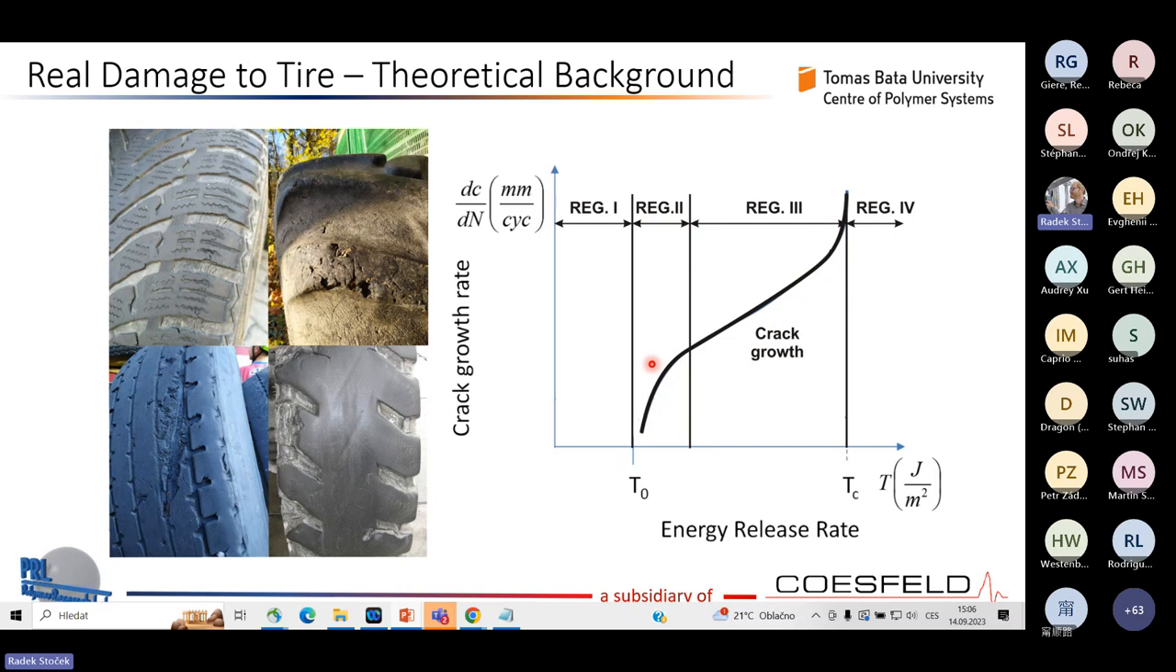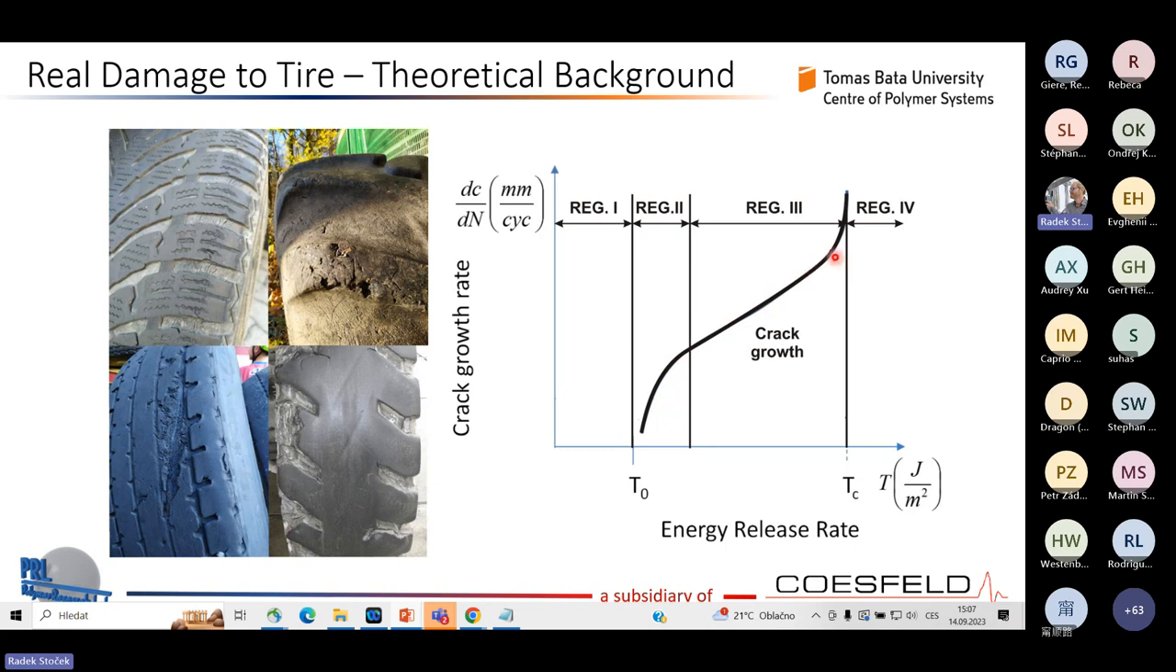That is, let's say, an unstable crack propagation. You can really imagine when the crack will be initiated, even on a very short scale, in nanometers, micrometers, and so on. However, this process proceeds very quickly. This is an unstable one. And then it decelerates, and we will come over to the third region, which is labeled stable crack growth rate.